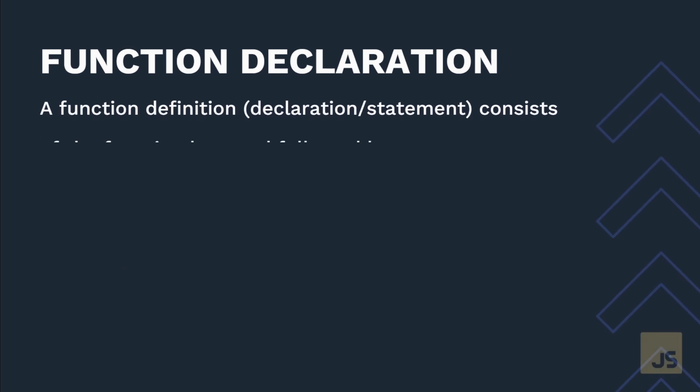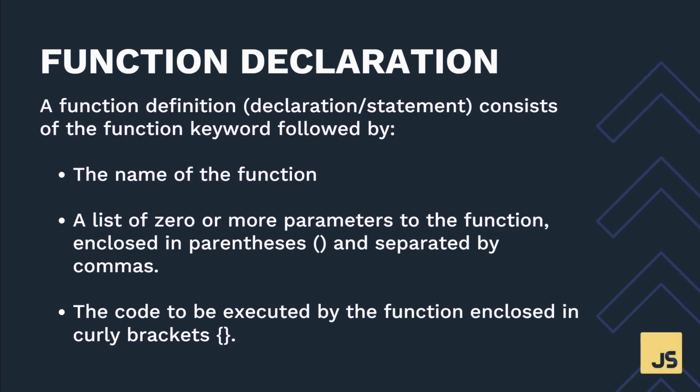A function definition, or sometimes referred to as a declaration or statement, consists of the function keyword followed by three things: the name of the function, a list of 0 or more parameters to the function enclosed in parentheses and separated by commas, and the code to be executed by the function enclosed in curly brackets.